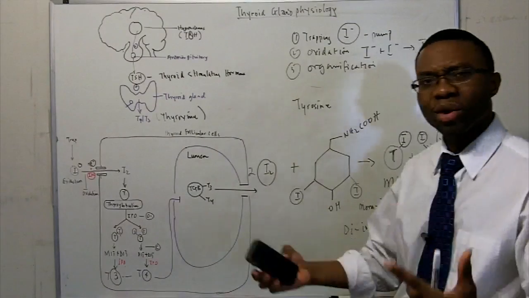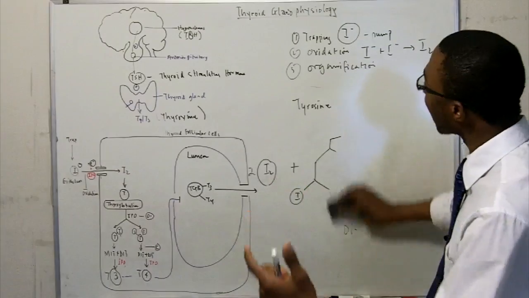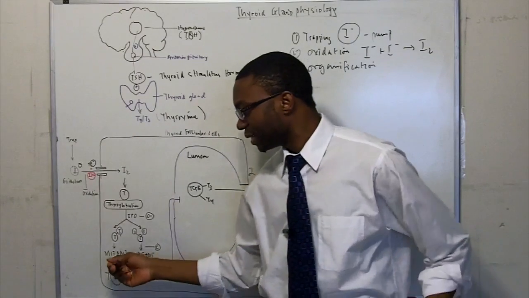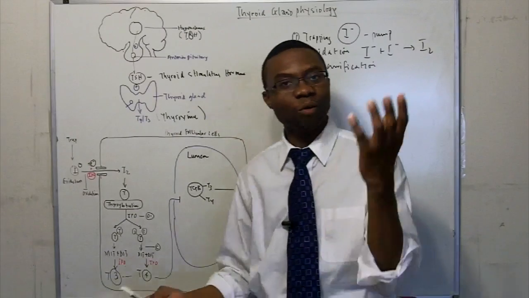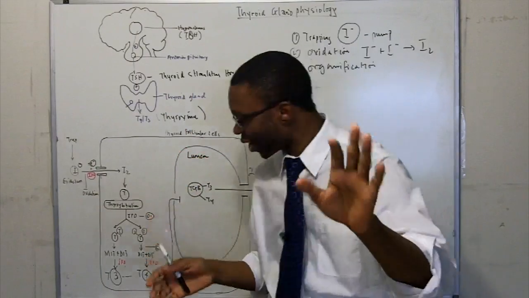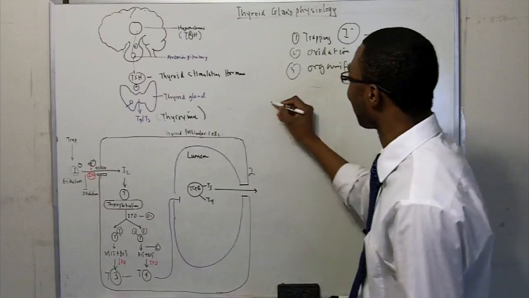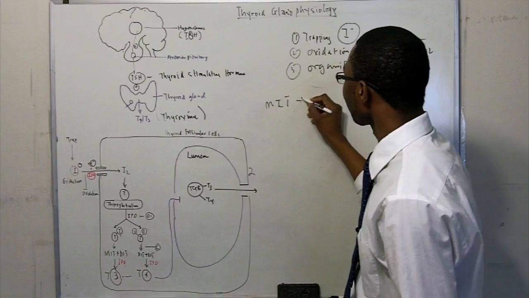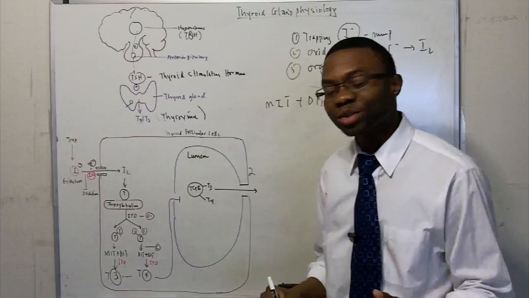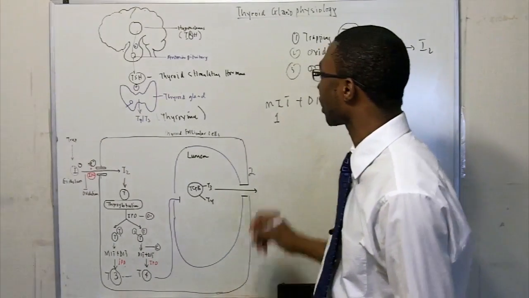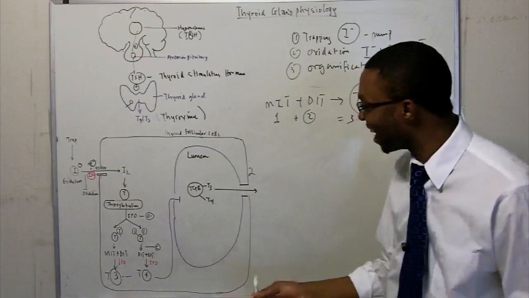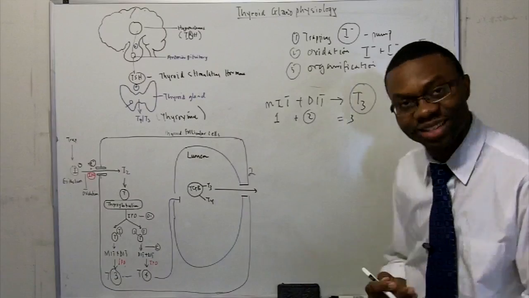Now, I used to memorize this thing and I used to wonder, my God, MIT, DIT. Well, it's cool to memorize that, which is nice, but there's another step left. If you take one MIT and a DIT, we form T3. So how do you remember it? If you just know how to count, because this is just one iodine molecule plus two equals three. Wow! That's all you need to know. 1 plus 2 equals 3. That's how we made T3.